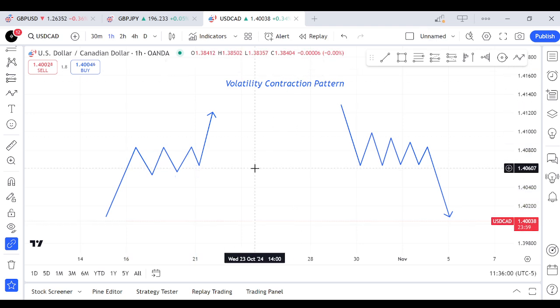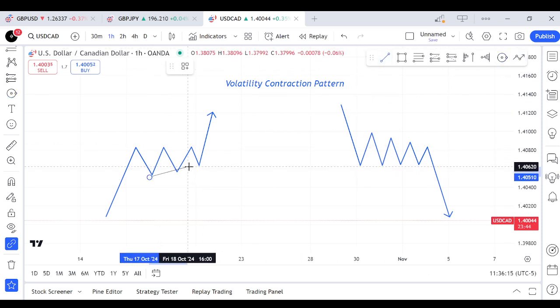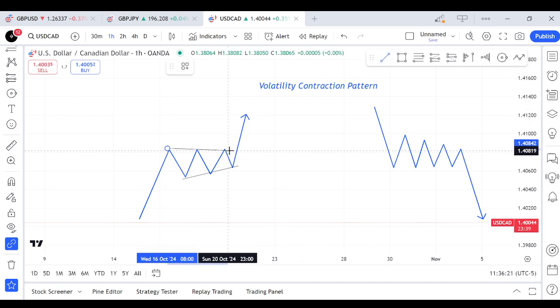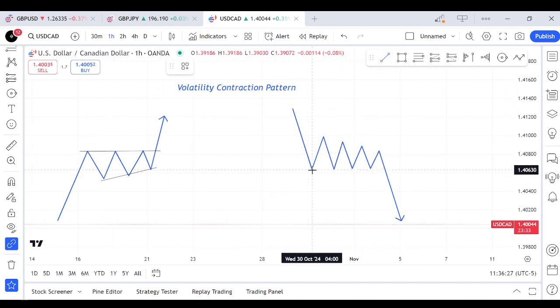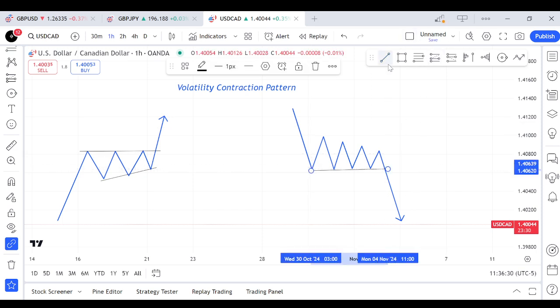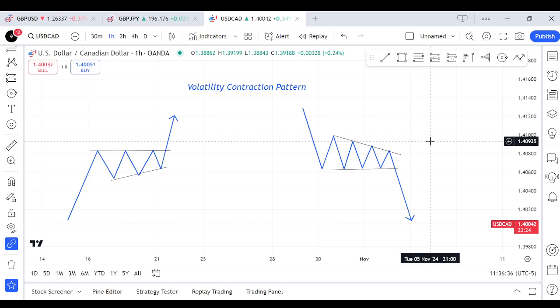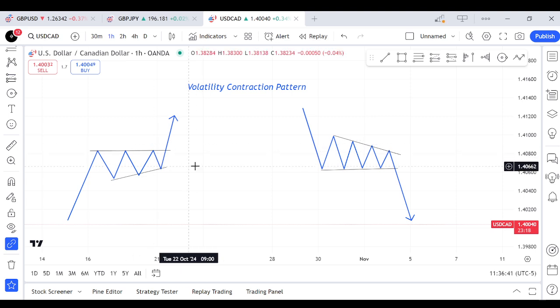So the contraction component, here the currency pairs experience at least two lower volatility contractions after the initial move. Here we have three. You can see here we have three. Let me just join them together. But if you see two, then it's valid. You can see that contraction right there. This is for a bearish trend. Here we have four, and each contraction should be smaller than the previous one, indicating decreasing volatility.